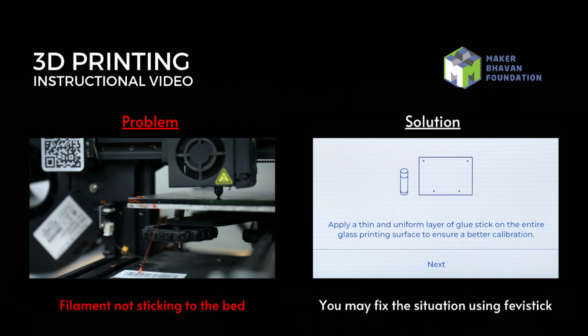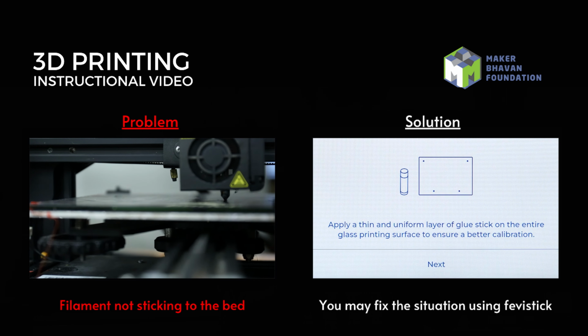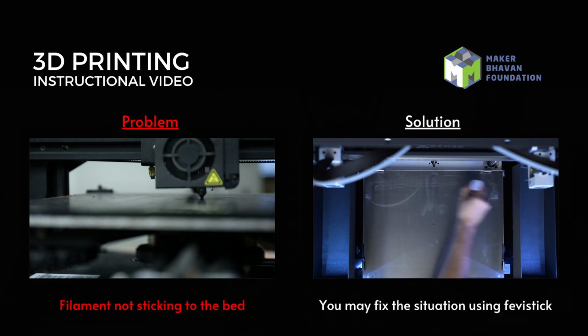So, there are a few problems that one might come across while using a 3D printer. The filament not sticking to the bed might be a major annoyance. This might be due to the low bed temperature, the worn out bed, or bed leveling. Sometimes, even due to the atmospheric conditions, materials don't stick to the bed. You may fix the situation using a fevistick.